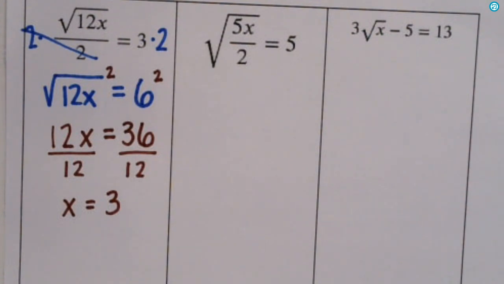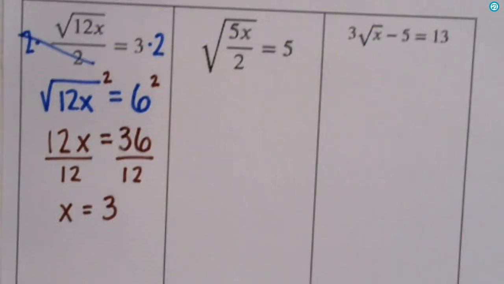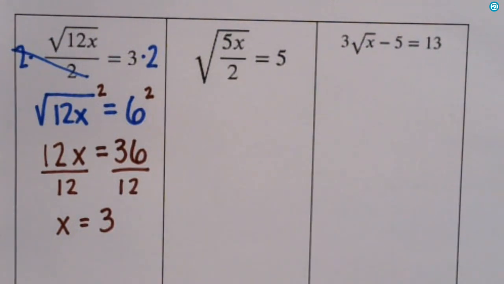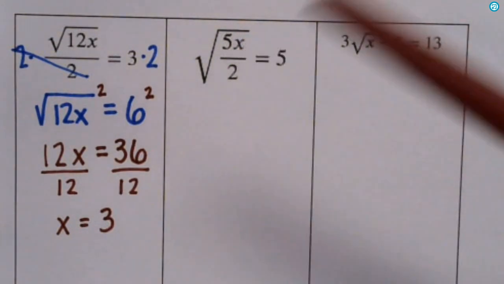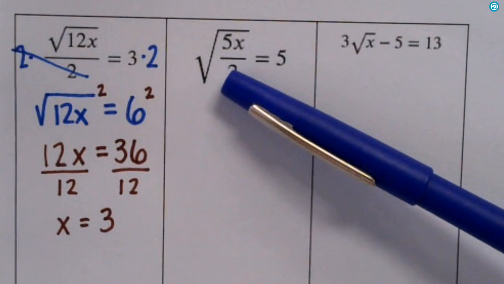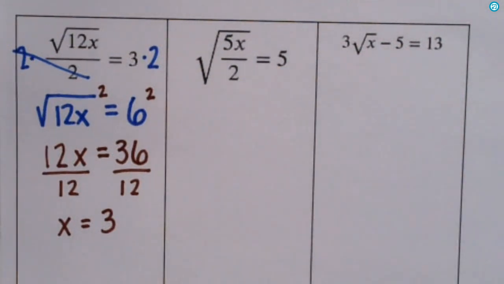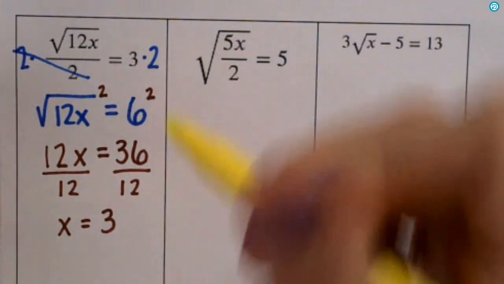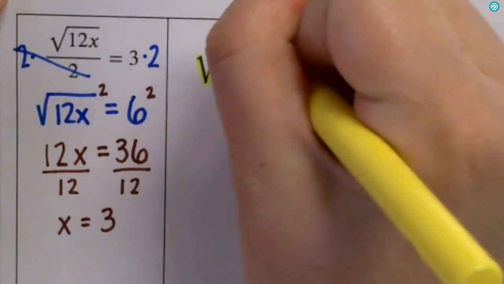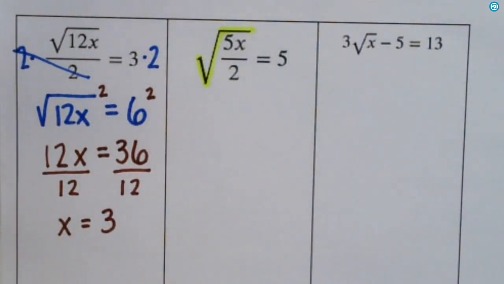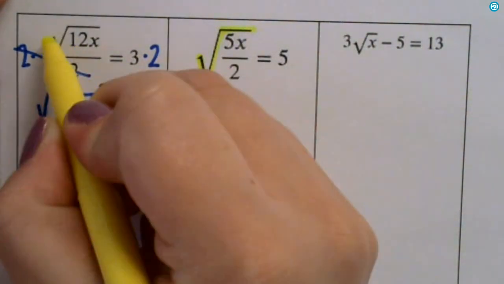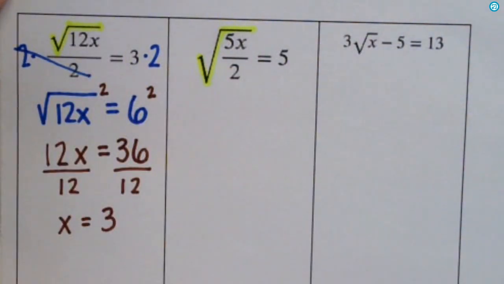All right, next one we've got square root of 5x over 2. In this one, the 5x is definitely under the square root. Is that 2 under the square root? So this is where my square root is. Is the 2 inside or outside? Inside. Okay. See how it was outside in this first one, and now it's inside? So because it's inside, we have to get rid of the square root at the beginning in this one.